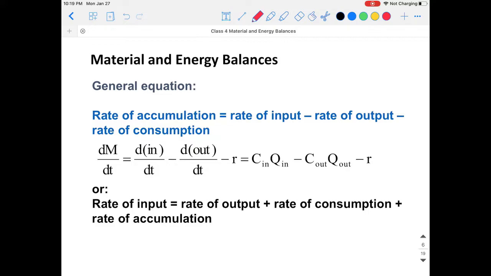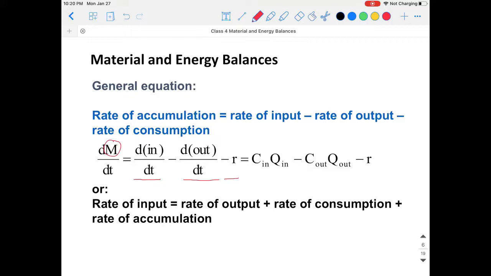So the rate of accumulation is going to be the rate of the input minus the rate of the output and minus the rate of the consumption. If we write this equation out in mathematics, the capitalized M means the mass of the food in your home. So dM/dt is going to be equal to the rate of the input, d_in/dt, minus the rate of the output, which is solid waste going out of your house, d_out/dt, minus r here.